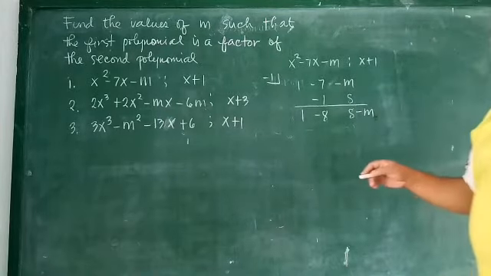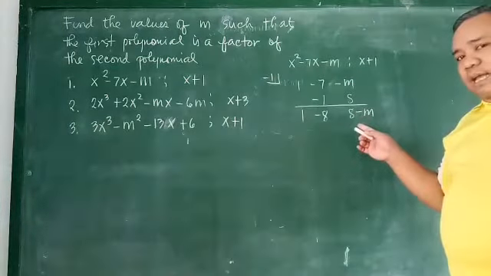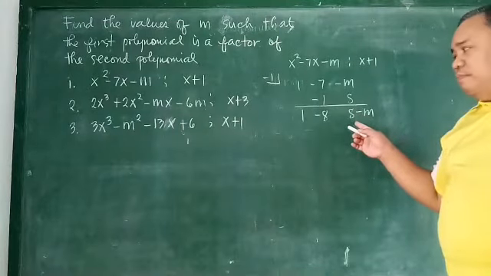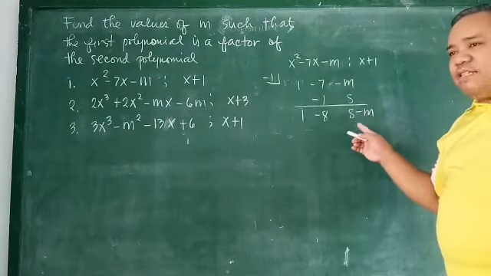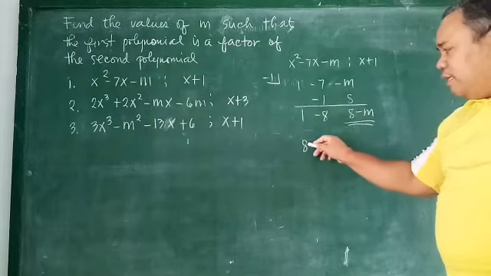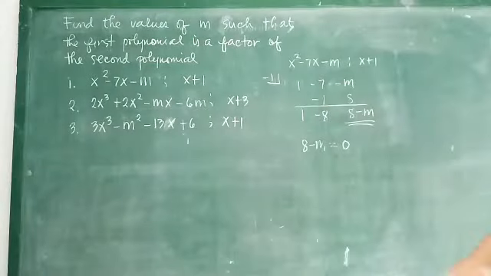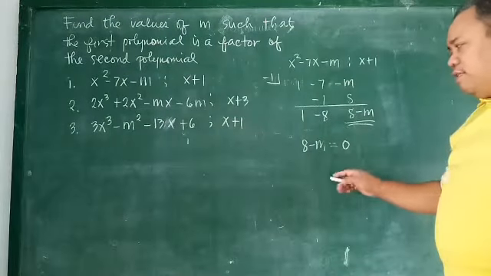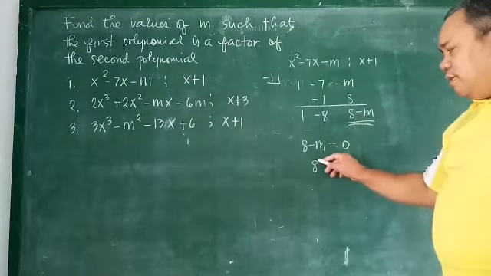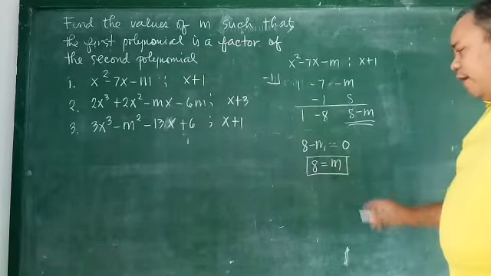Remember, for a binomial to be a factor of a polynomial, the remainder should be 0 at the last term. So we equate this last term to 0: 8 minus n equals 0. Then we transpose n to the right side, so 8 is equal to n. That is the value of n.